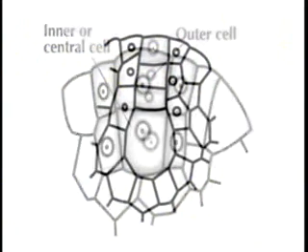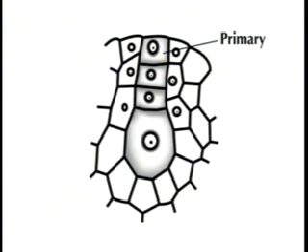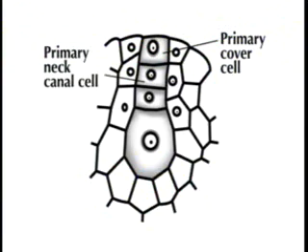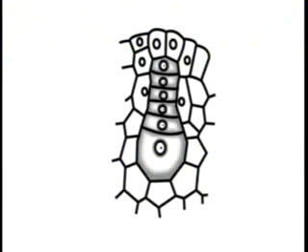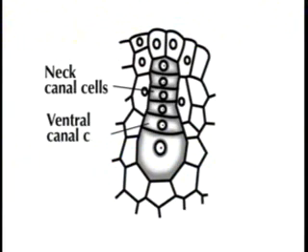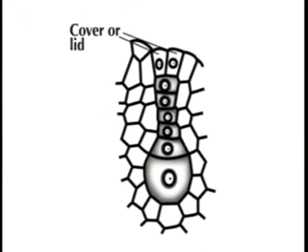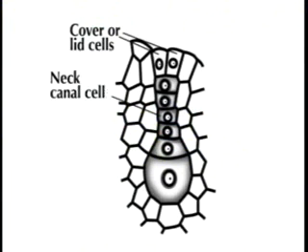The outer cell further divides transversely, forming the primary cover cell towards the outer side and the primary neck canal cell towards the inner side. The primary cover cell divides once or twice, forming 2 to 4 cover cells, while the primary neck canal cell divides transversely to produce 4 to 6 neck canal cells. The inner cell is the primary ventral cell, which also divides transversely, forming the ventral canal cell and egg. A mature archegonium has 2 to 4 cover cells, a jacket enclosing 4 to 6 neck canal cells, a ventral canal cell, and an egg.